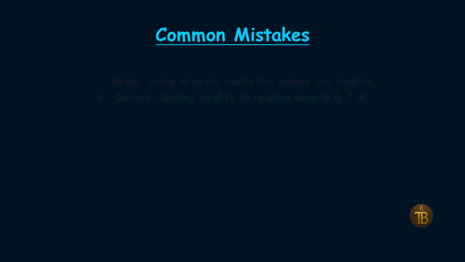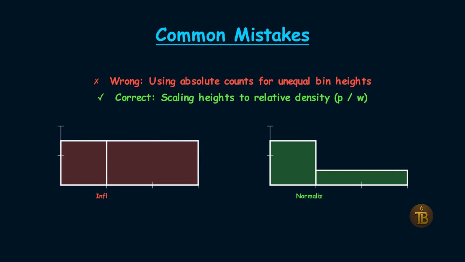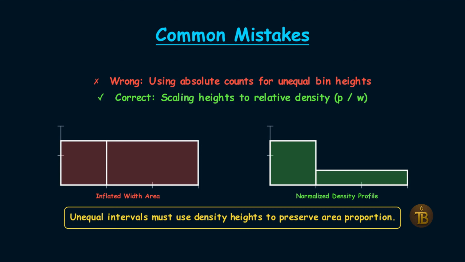Let's highlight a common mistake. You must not use absolute counts for the heights of unequal bins. Doing so creates an inflated, distorted area. Instead, normalize the heights to relative density so that the areas preserve true proportion.